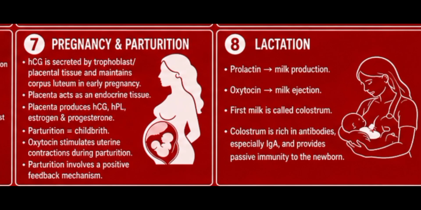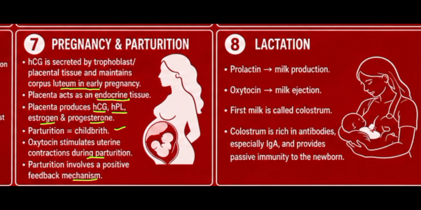Then pregnancy and parturition. HCG is secreted by trophoblast or placental tissue and maintains the corpus luteum in early pregnancy. Placenta acts as endocrine tissue because it can produce different hormones: HCG, human chorionic gonadotropin, HPL, human placental lactogen, estrogen and progesterone. Then parturition, that is childbirth. Oxytocin stimulates the uterine contractions during parturition, and parturition involves a positive feedback mechanism.